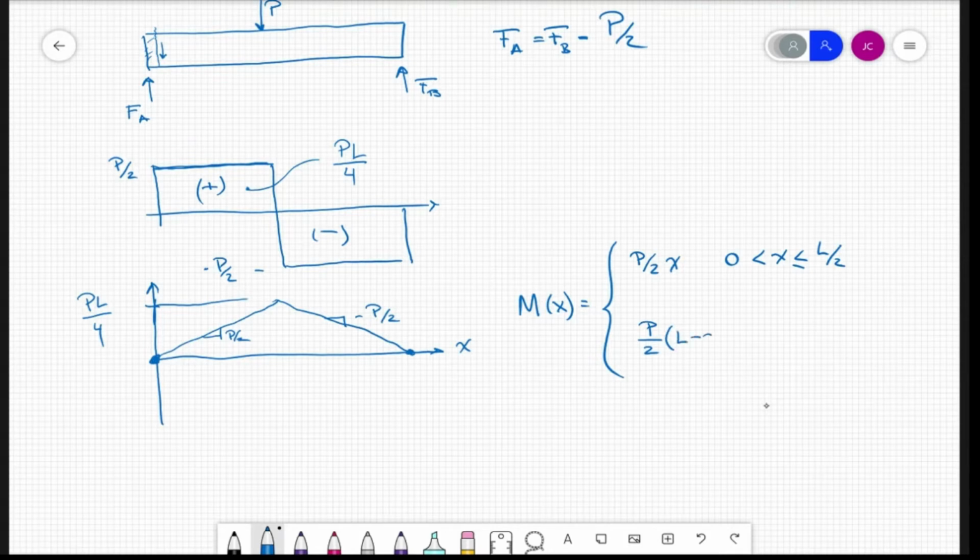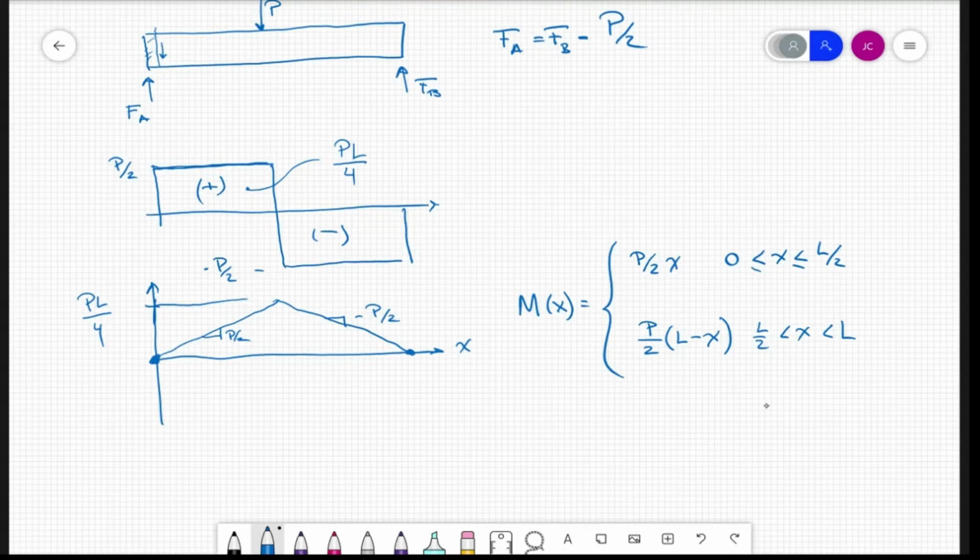You got it there, right? P on 2, so it's a slope of minus PL on 2. If we put in L on 2 for x, I get PL on 4, which is the correct value, right? So this is right. So this is from L on 2 x to L, right?